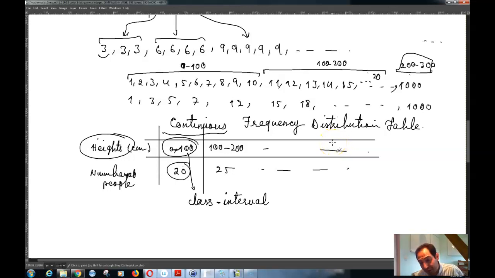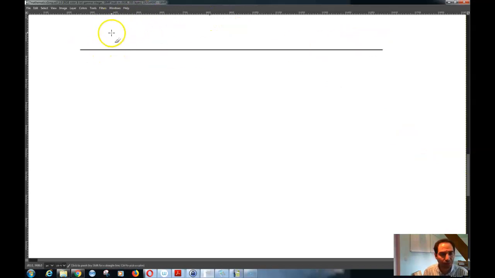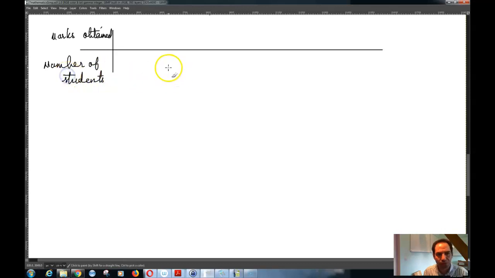Now, for example, the marks obtained by 100 students are presented in a continuous frequency distribution as follows. So these are the marks of 100 students. Suppose that over here you have the marks obtained, and here you have the number of students.